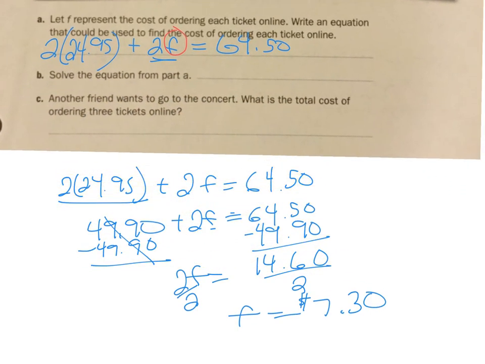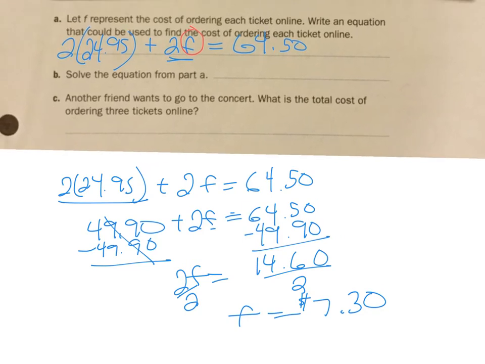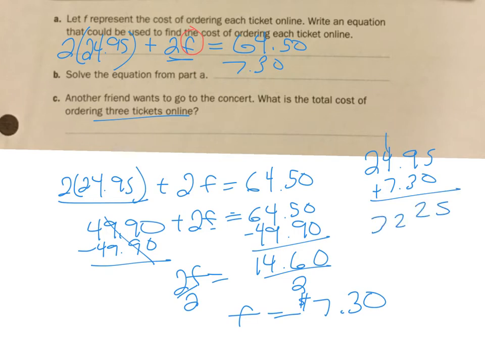Okay, let's go back. Oh, I guess we've got to stay here. $7.30. Now it says another friend wants to go to the concert. What's the total cost of ordering 3 tickets online? Well, I can figure out 1 ticket online is this $24.95 plus this fee of $7.30 for each ticket. So 5, 2. Okay, so each ticket is going to be $32.25. Now, if I want 3 people to go, I just times it by 3.